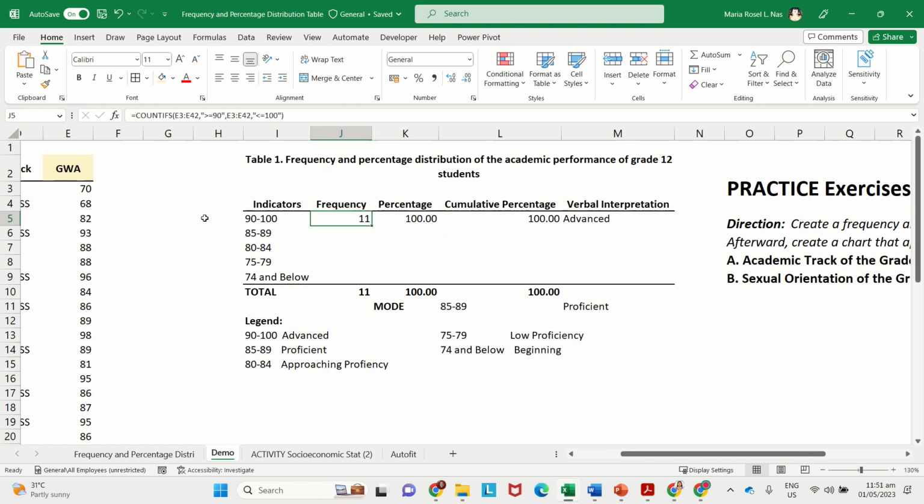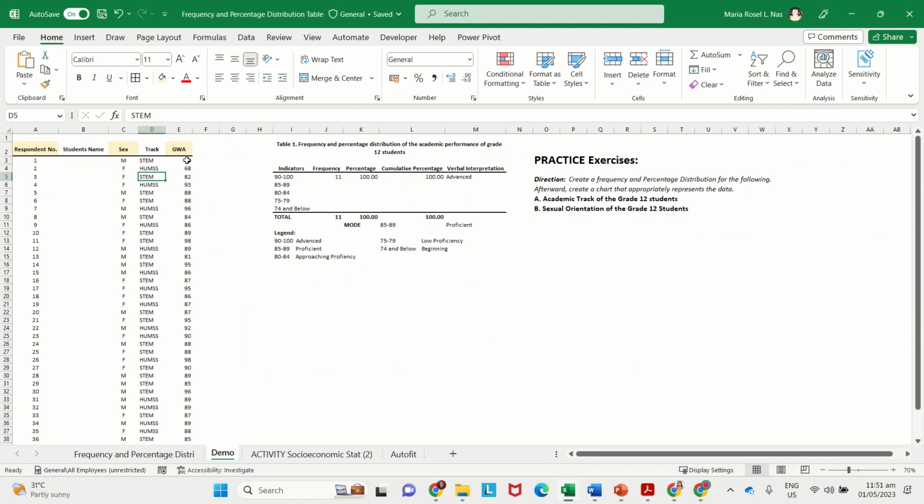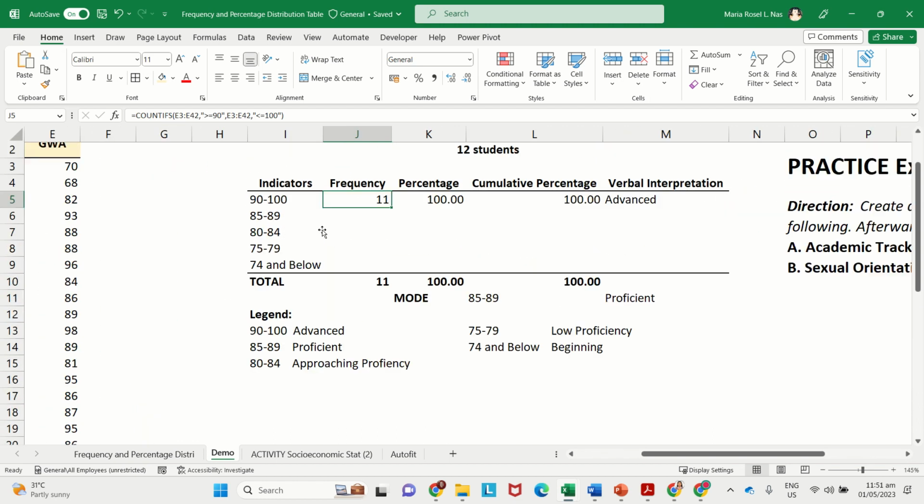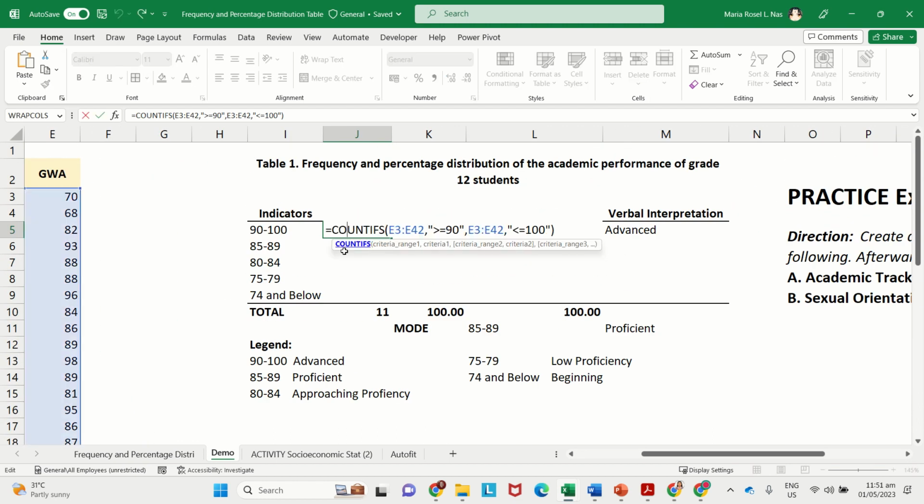If you don't want to manually count the number of students with grades that are equal to or greater than 90 but less than or equal to 100, you can just use the COUNTIFS method. The COUNTIFS method is similar to the COUNTIF method, the one without the S.